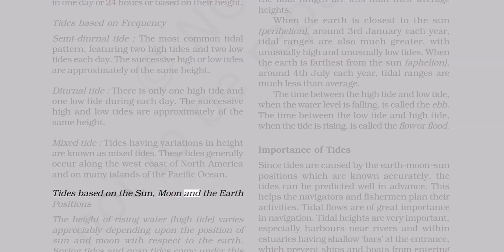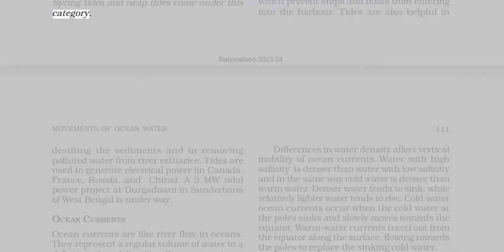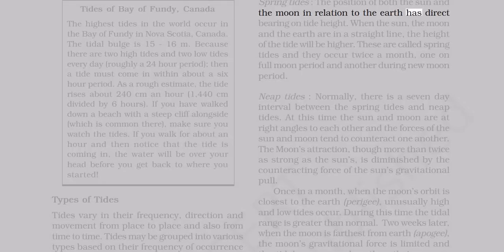Tides based on the sun, moon, and the earth positions. The height of rising water, high tide, varies appreciably depending upon the position of sun and moon with respect to the earth. Spring tides and neap tides come under this category. Spring tides. The position of both the sun and the moon in relation to the earth has direct bearing on tide height. When the sun, the moon, and the earth are in a straight line, the height of the tide will be higher. These are called spring tides and they occur twice a month, one on full moon period and another during new moon period.